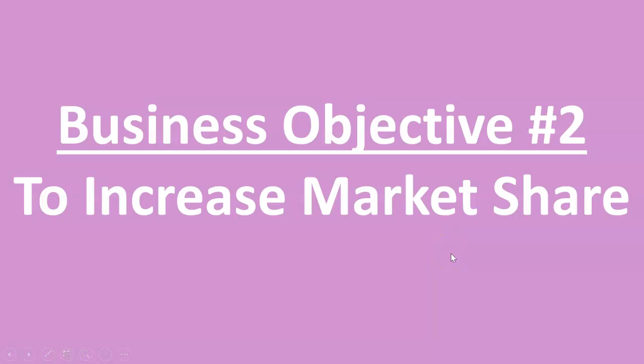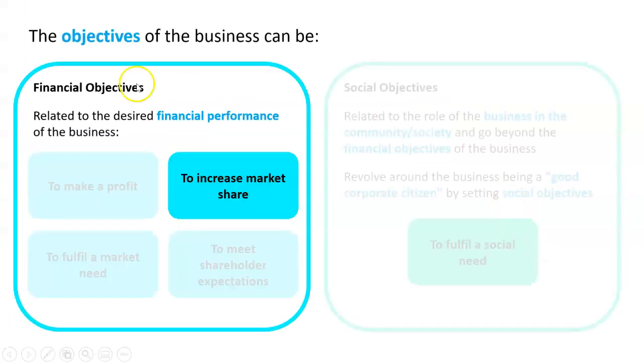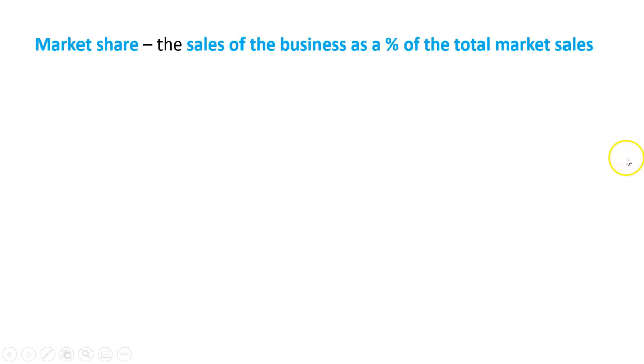The second business objective is to increase market share. So remember, we're looking at 5 business objectives, 4 financial, 1 social. And this particular one is our second financial, to increase market share. What is market share? Well, it is the sales of the business as a percentage of the total market sales.